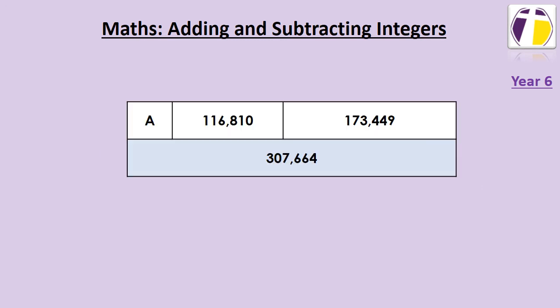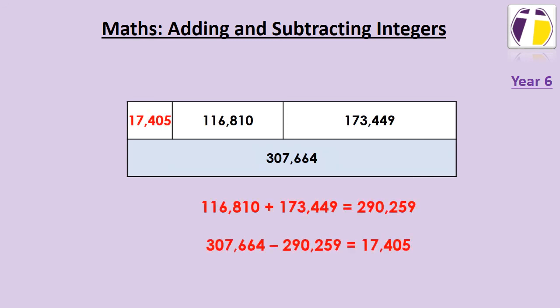We've also done some work this week looking at inverse and calculating missing number problems. You can see here we've got a bar model problem. And on the top, we've got A plus 116,810 plus 173,449 equals the total, the bottom bar, the green bar, 307,664. In order to work this out, we first of all need to add together the two numbers we've got, which equals 290,259. We could do a column method for this. Once we've got this total, we can take this away from the total we've got, 307,664, to find our missing number.